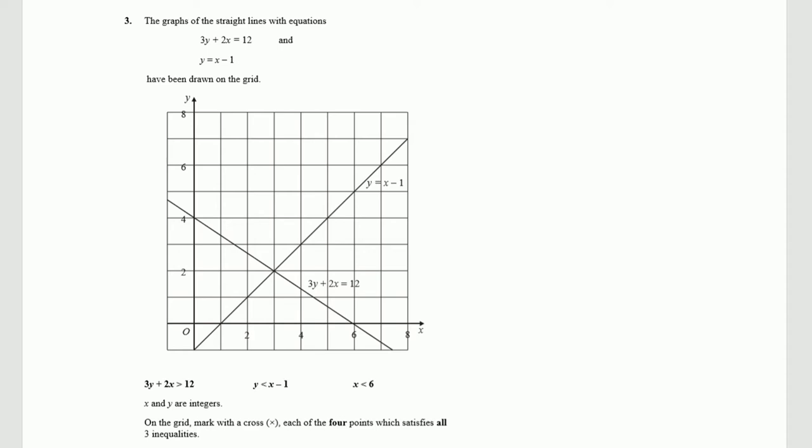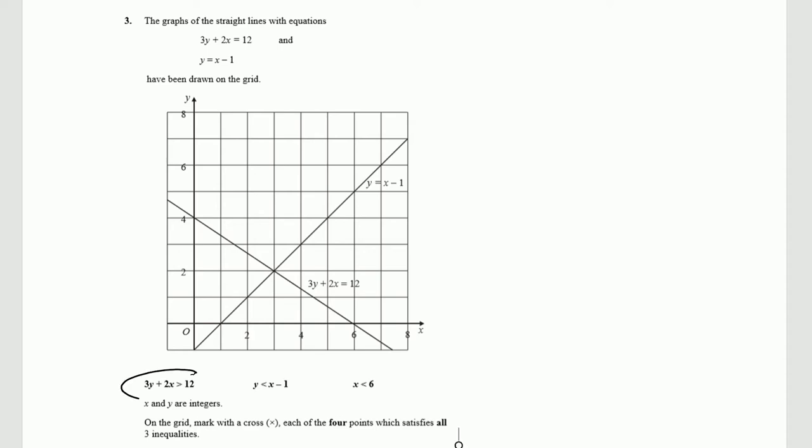On the grid, I want to mark with a cross each of the 4 points that satisfy all 3 of these inequalities. So, the simple rule is this. If you think about all the different ways you could say greater than, you could say greater than, bigger than, above. Whichever one of those makes the most sense, you're going to use that to point on which direction on the line you'd want to be looking.